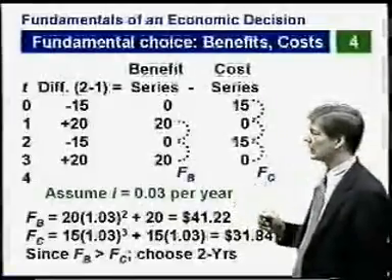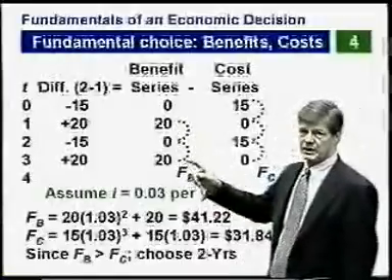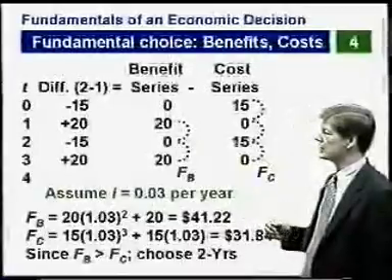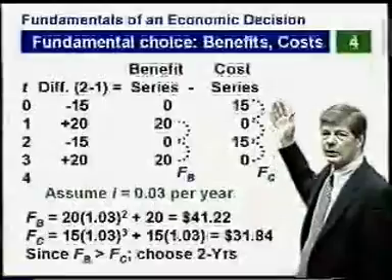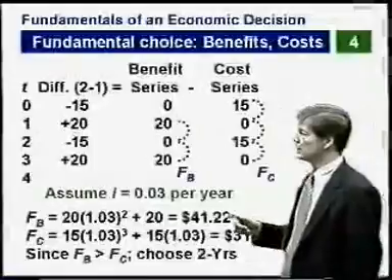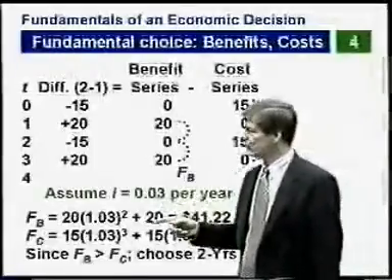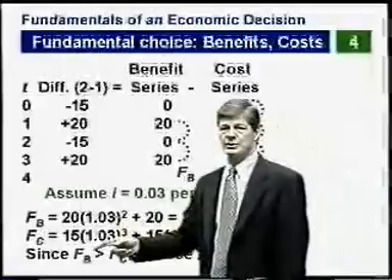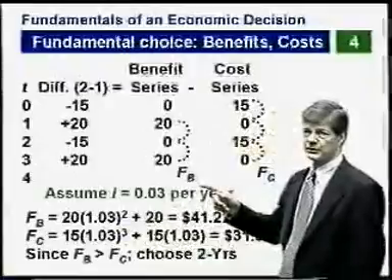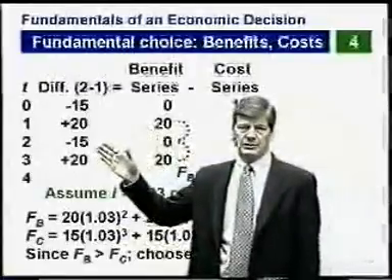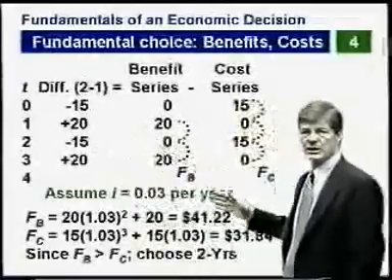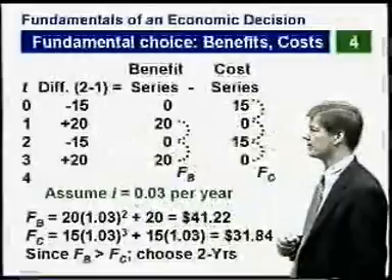Clearly, we are financially better off by having this cash flow stream and not this one, because we'll accumulate $41.22 by having the benefit series, whereas by having the cost series, we accumulate only $31.84. So a good economic choice would be, given that the future amount of the benefit series exceeds the future amount of the cost series, we prefer the benefit cash flows, which means we should accept this incremental cash flow stream. It is an economical course of action, which means choose the 2-year subscription.